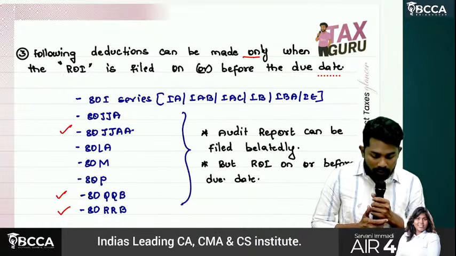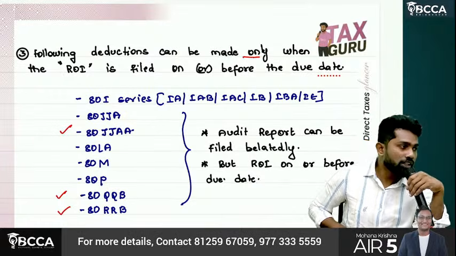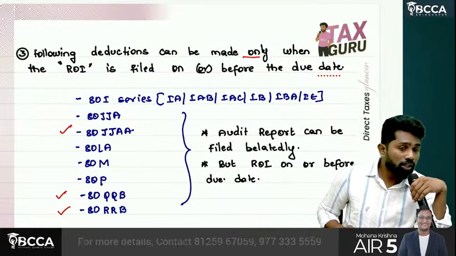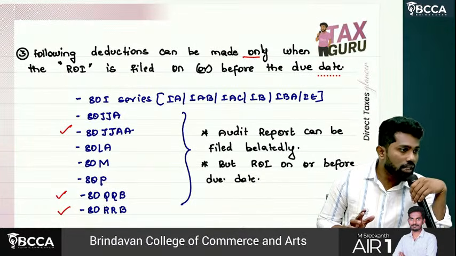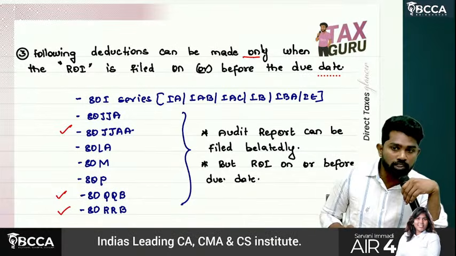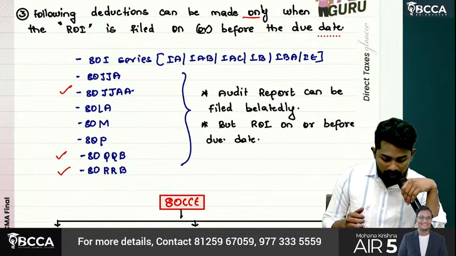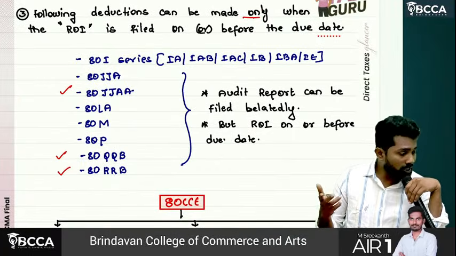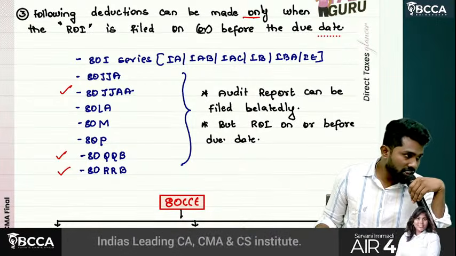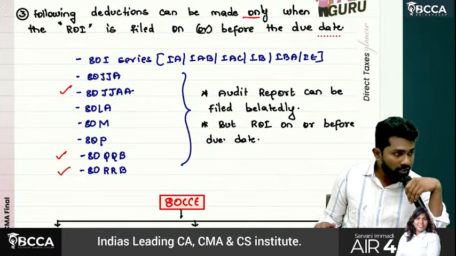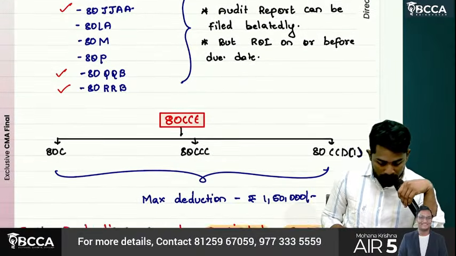Then the following deductions are allowed only on filing return of income. Sir, if you file a belated return, then these deductions can't be claimed. Audit report can be filed belatedly, but the return has to be filed within the due date. What are those? 80I series like IA, IAB, IAC, IB, IBA, JJA, JJAA, LA, M, P, QQB, RRB.